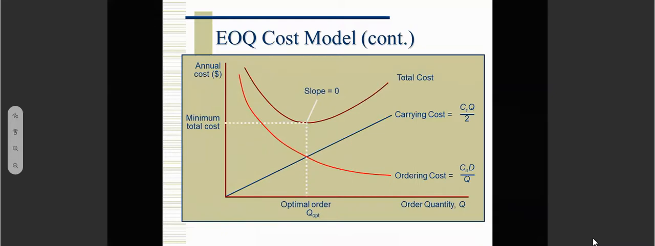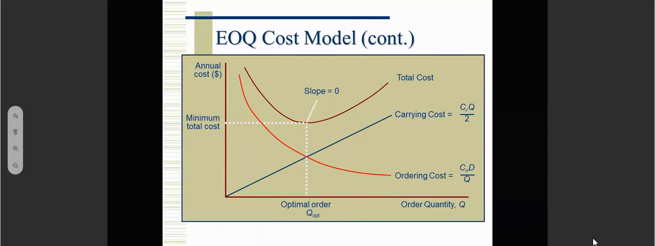As we discussed before, the objective of economic order quantity is to find the equilibrium of carrying cost and ordering cost. So this figure shows that the cross line between the carrying cost and ordering cost needs to be achieved in order to find the optimal order quantity. So this optimal order quantity also balances the carrying cost and ordering cost.